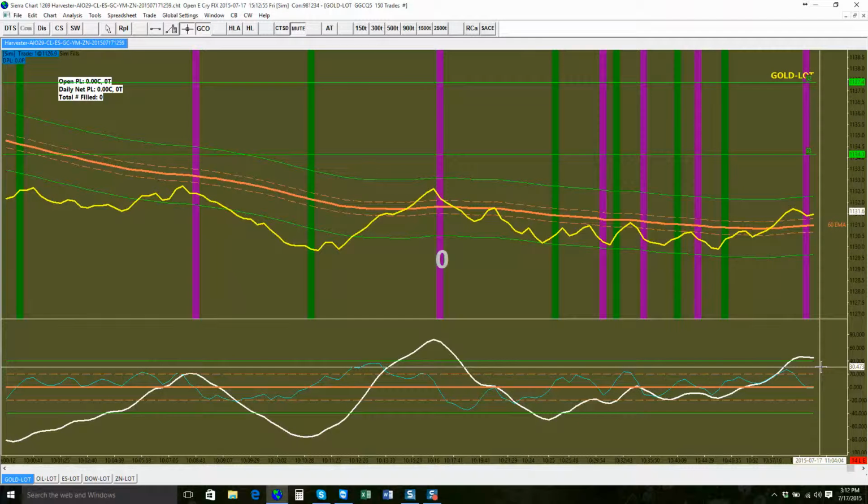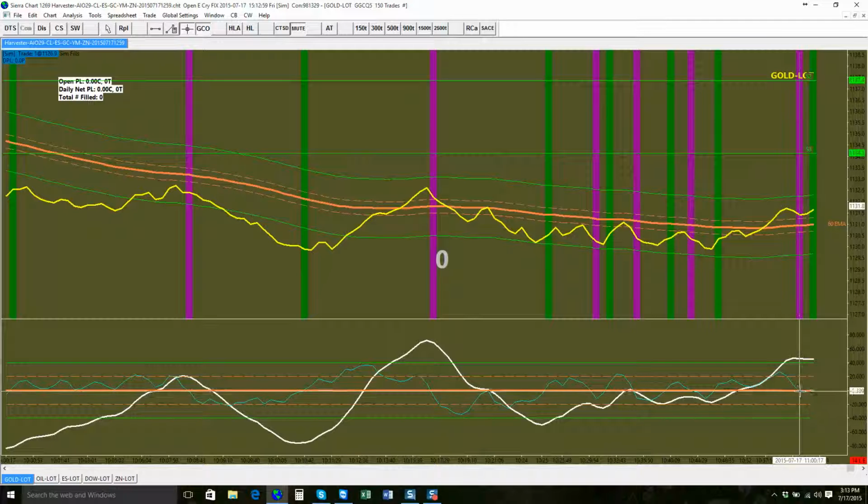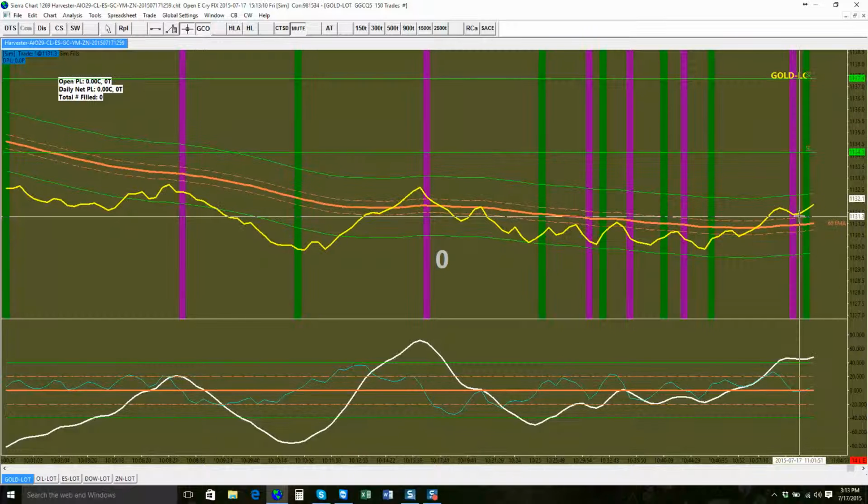But we bounced off, and we're still going to go up. And notice that even though the blue MACD went below the zero, it flattened out, and now we're going to go long. So I would have lost some money there. I would have gone out and taken it back up again.